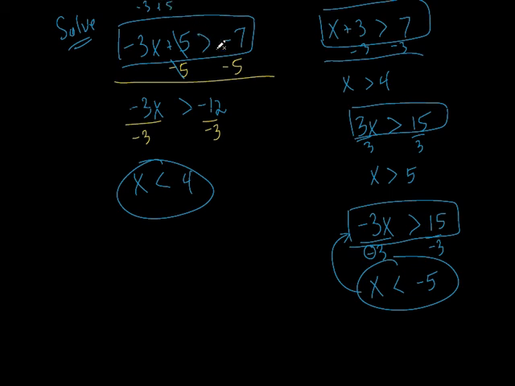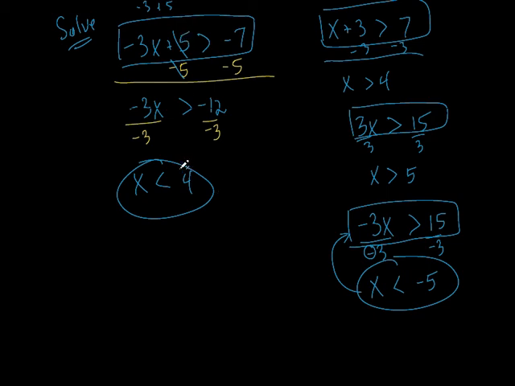2 is greater than negative 7. Yeah, it still works, right? So 2 is greater than negative 7, and so it works, doesn't it? I could pick numbers all day long that are less than 4, and it's going to make that thing work. As soon as I pick a number that's greater than 4, guess what? It's not going to work.